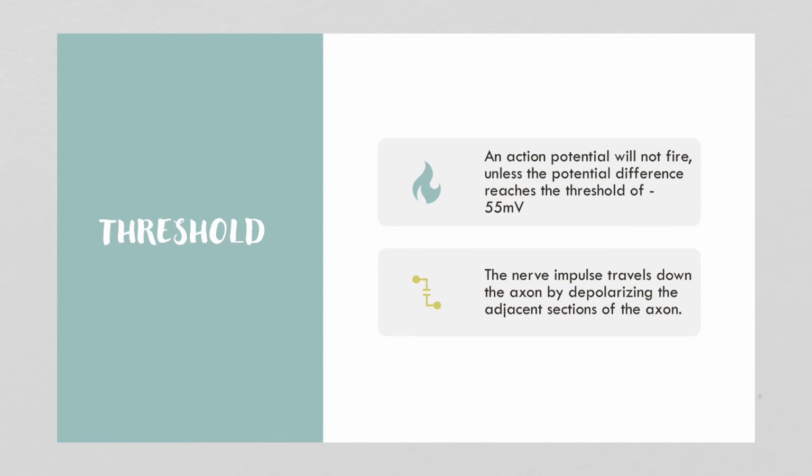However, as I mentioned, threshold has to be reached. It will not fire unless the potential difference reaches the threshold of negative 55 millivolts. So there has to be enough of a stimulus for that to happen. Then, as depolarization happens, that nerve impulse travels along the axon by depolarizing the adjacent sections of the axon.